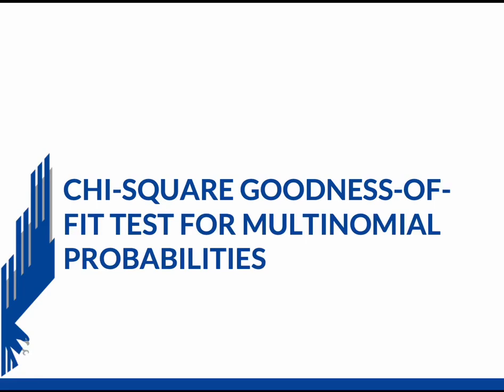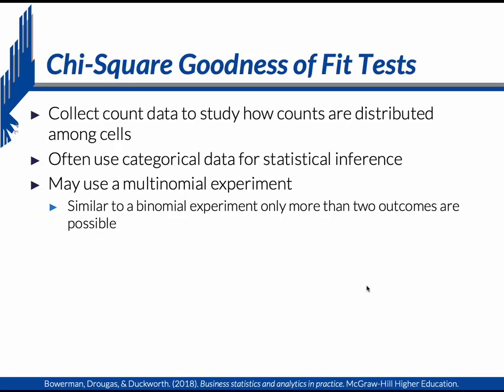This video is about the chi-square goodness of fit test for multinomial probabilities. Sometimes we collect count data or frequencies in order to study how the counts are distributed among several categories or cells. Often, as we have discussed in previous modules, categorical data are used for making inferences about a population. In such instances, we may use an experiment called a multinomial experiment.